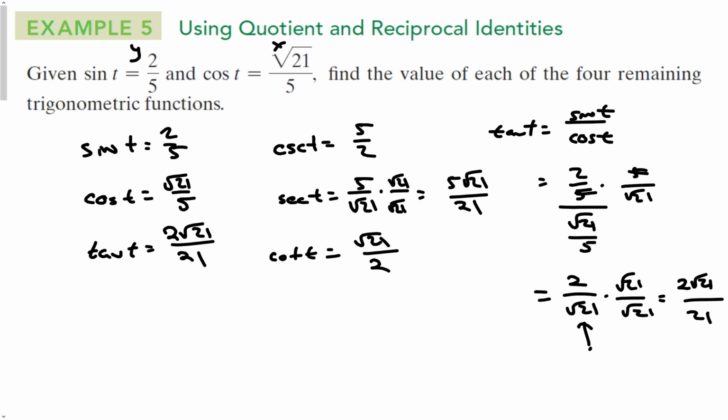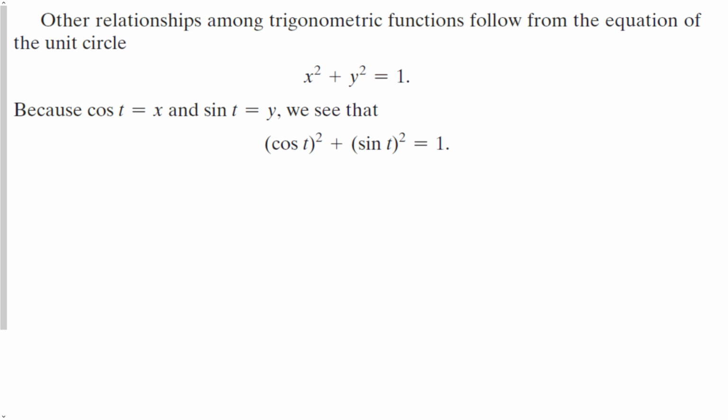Okay, so if you know the sine and the cosine, okay, we can get all the other ones. In fact, if you know any two, you can get all the other ones. And later on, we'll figure out how to get even more information from this. Okay.